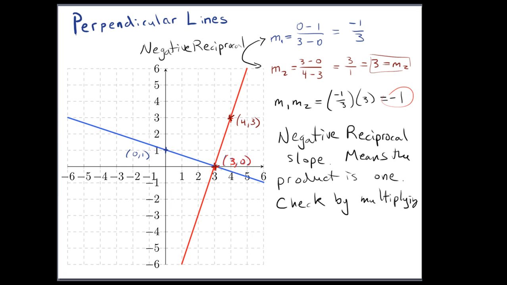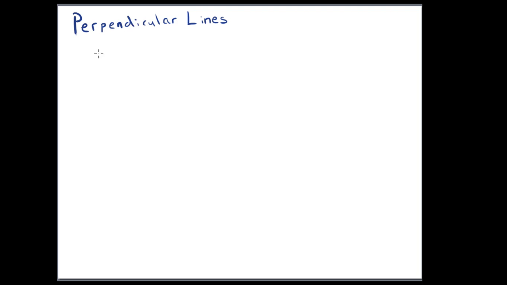So let's say I've got a line 2x minus 3y is equal to 4, and I want to find a perpendicular. And that little inverse T thing means perpendicular, because it makes a little right angle. Then I'm going to determine slope.